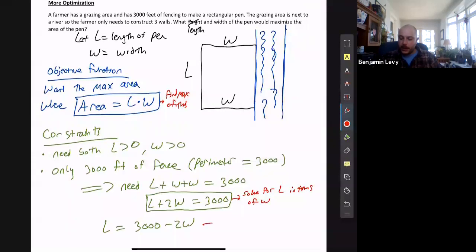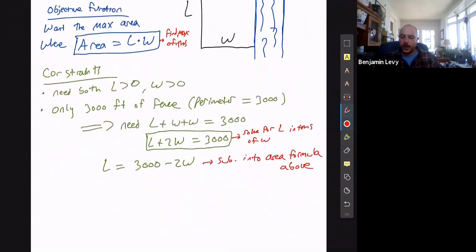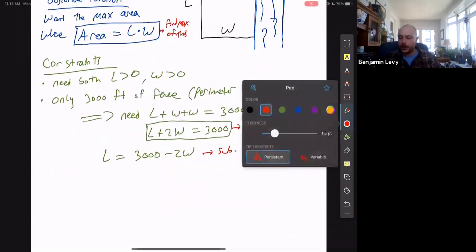And then we can take this and substitute it into the area formula above, because then we'll only have W's in there. Right, so let's rewrite that. So let me switch colors here because we're kind of doing something different.